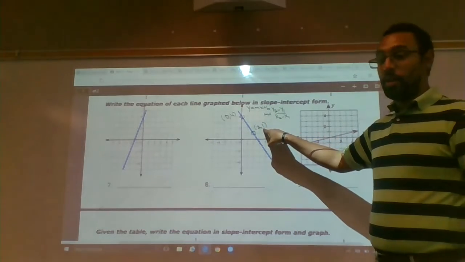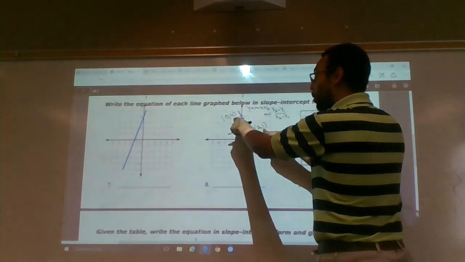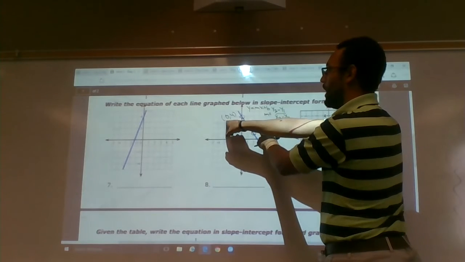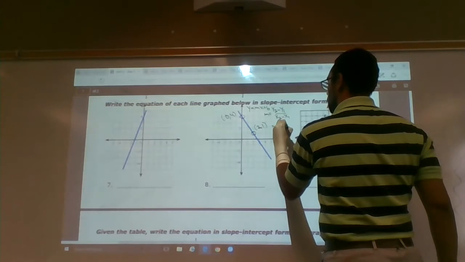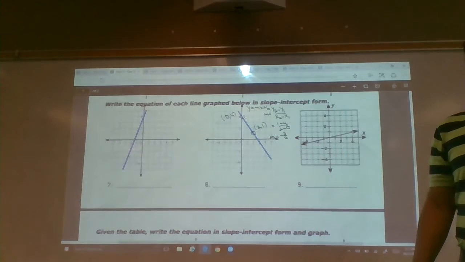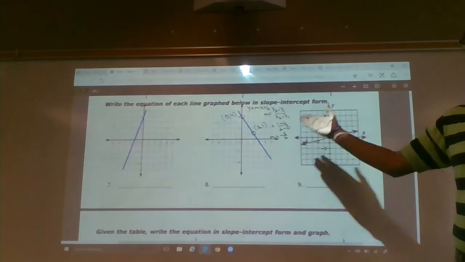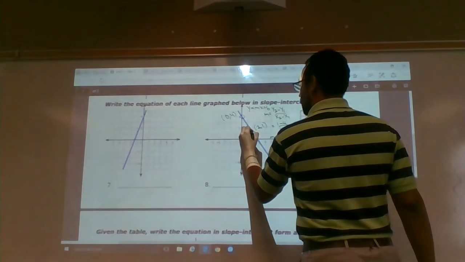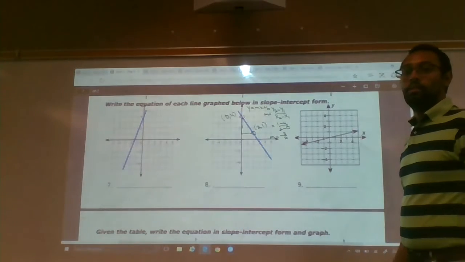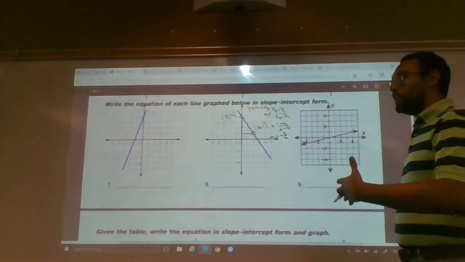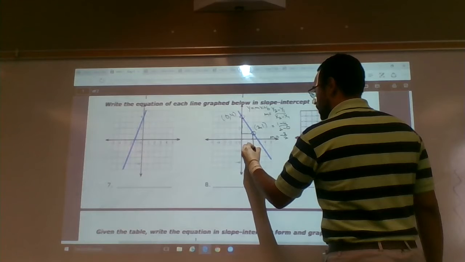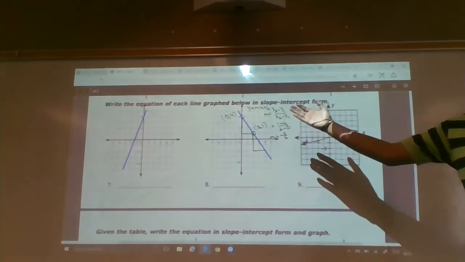Slope formula is y2 minus y1 over x2 minus x1. y2, 1, minus y1, 4, over x2, which is 2, and x1, which is 0. So my slope is -3/2. And you can actually check, because you have the graph, by going left 2 and up 3. Theoretically, you could get another point if you go the other way: down 3 and to the right 2. So this is the correct slope.